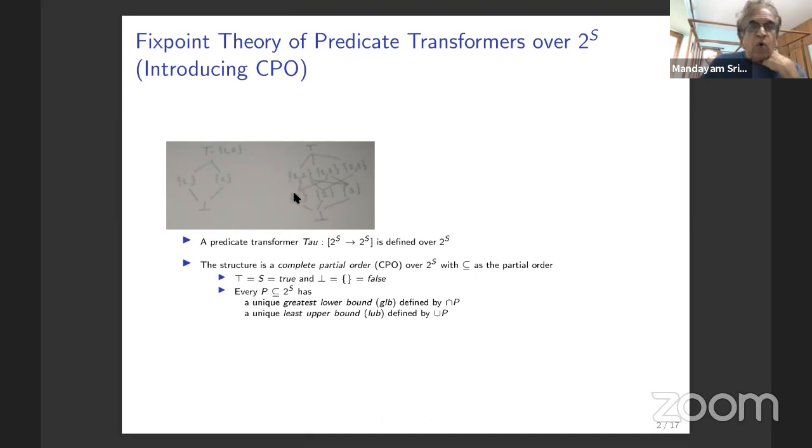As you know, a complete partial order with a top and a bottom element is guaranteed to have, for every subset of elements, a greatest lower bound and a least upper bound, the GLB and the LUB. The greatest lower bound is defined by the intersection operator, and the least upper bound is defined by the union operator.